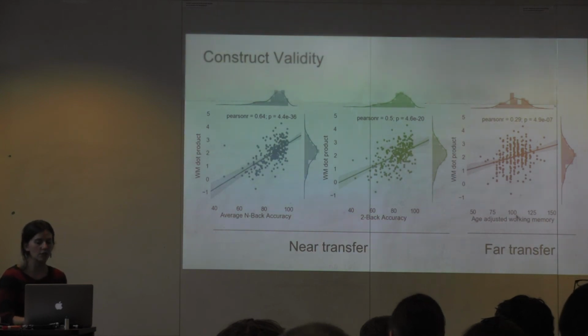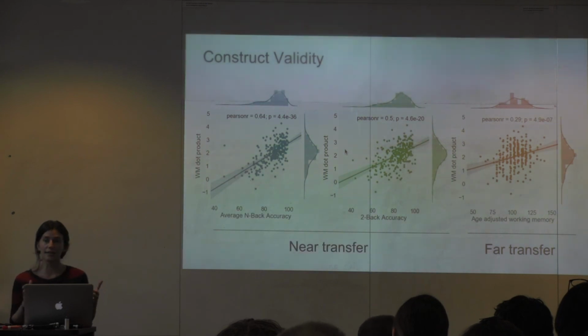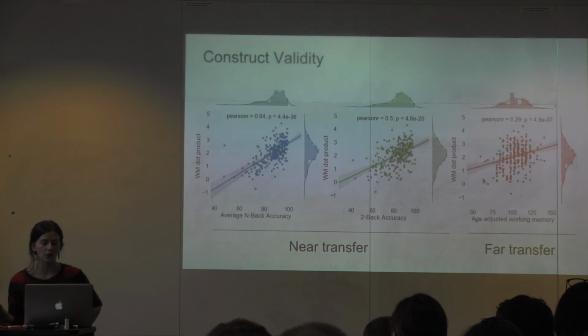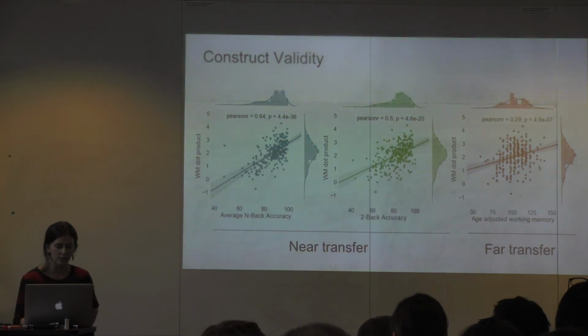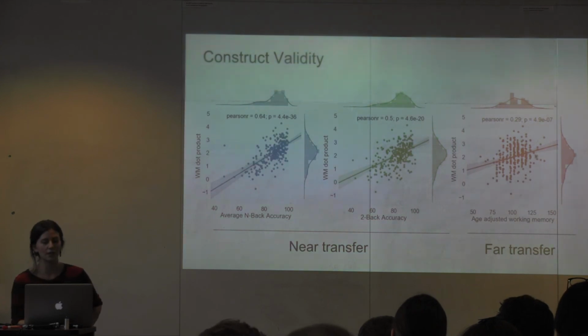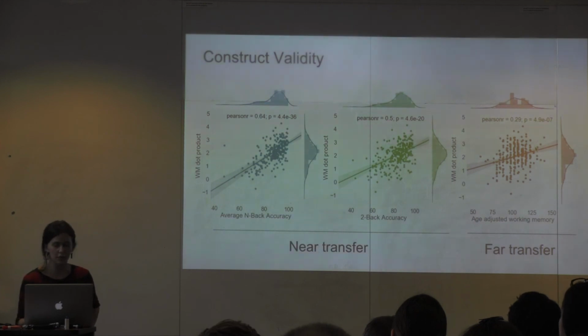And then far transfer. Both of these near transfer metrics are actually in the scanner when they're doing the working memory task. And then they also completed a list sorting working memory task outside of the scanner. So that's what this far transfer metric is here. And we see that we also see a relation.